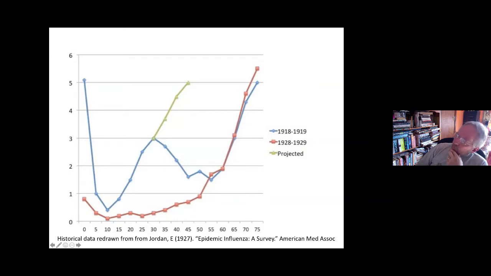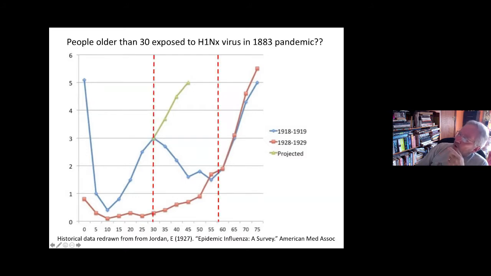And I've plotted here something that could have happened if people over 30 had not been exposed to a virus in either the 1883 or 1889 epidemics, or pandemics, that actually gave them some immunity to the virus. So in other words, people 35 and older had a good chance of having been exposed to a virus that gave them some protection to this new virus. And the question is, of course, how do you get the new virus?